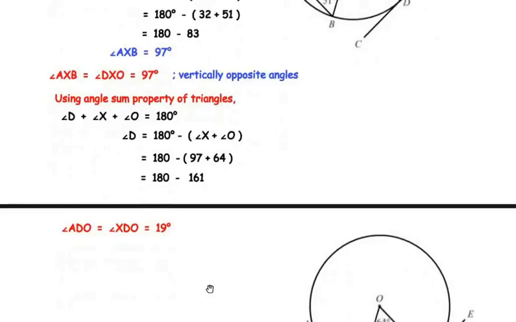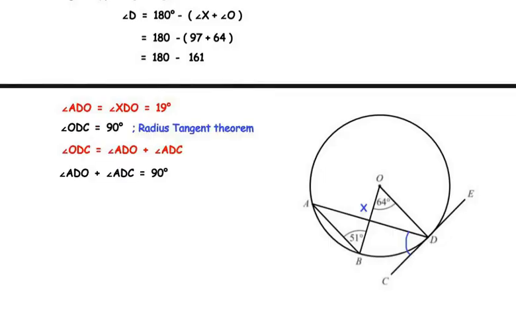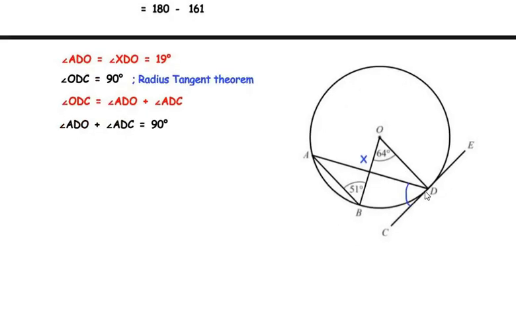Now once we have got this, we are supposed to find out the value of angle ADC, that is this angle. So here let us consider the radius OD and the tangent CDE. Now in the previous question we had seen that the radius always makes a 90-degree angle with the tangent touching it. So here OD is a radius and CDE is a tangent touching it at point D. So angle ODC becomes 90 degrees by radius tangent theorem. So here we have written angle ODC is equal to 90 degrees.